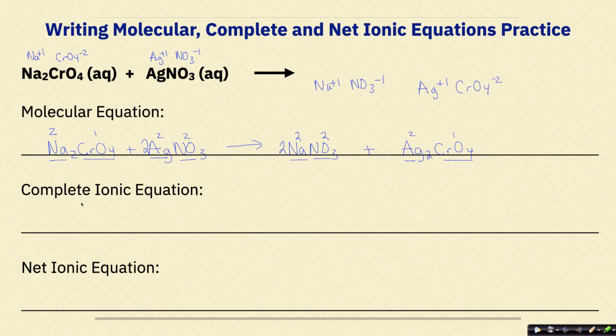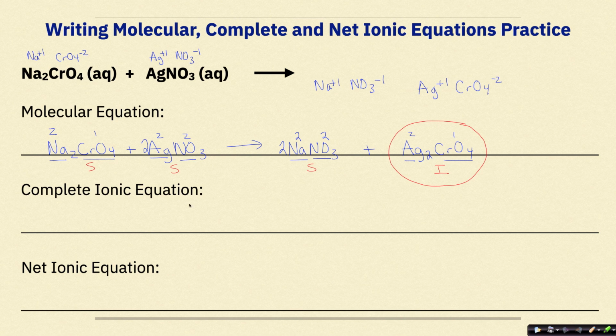Now I'm going to move on to my complete ionic equation. But before I do that, I'm going to go through and identify if everything's soluble or if I have a solid being formed. So Na2CrO4, well, that's soluble. AgNO3, that's soluble. NaNO3, is there anything more soluble? I don't think so. But Ag2CrO4, yeah, that's insoluble. That is my insoluble product right there. So I'm going to keep that in mind. You do not need to circle that. I was doing that for effect.